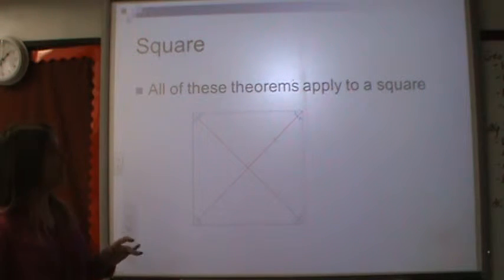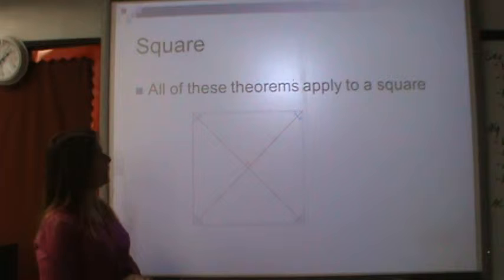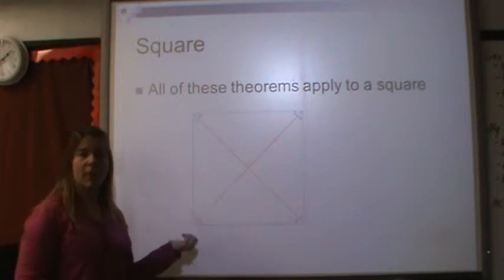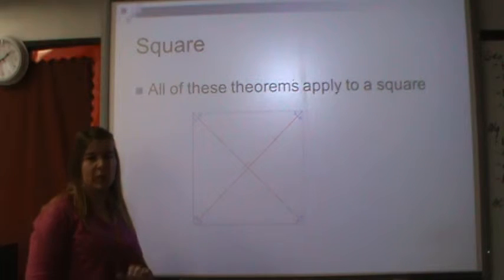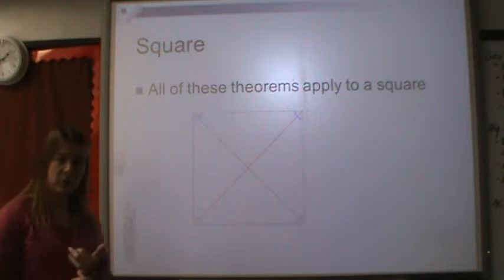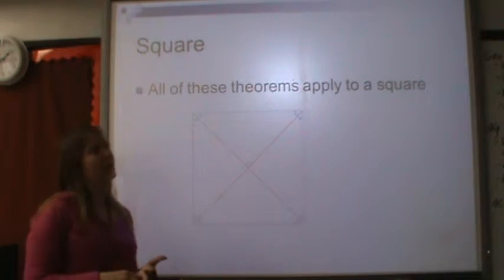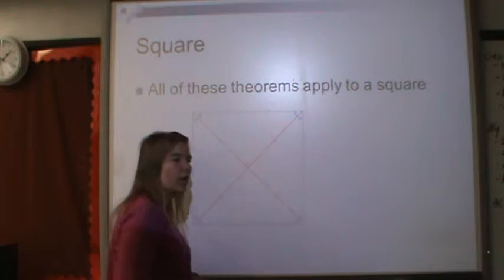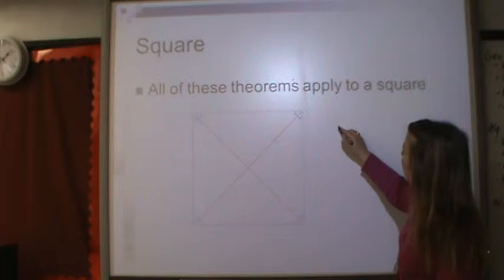Last thing we want to talk about is a square. So in a square, all theorems or properties that we just learned apply to a square. So since a rhombus was a right triangle and a rectangle was an isosceles triangle, that means in a square we have an isosceles right triangle.